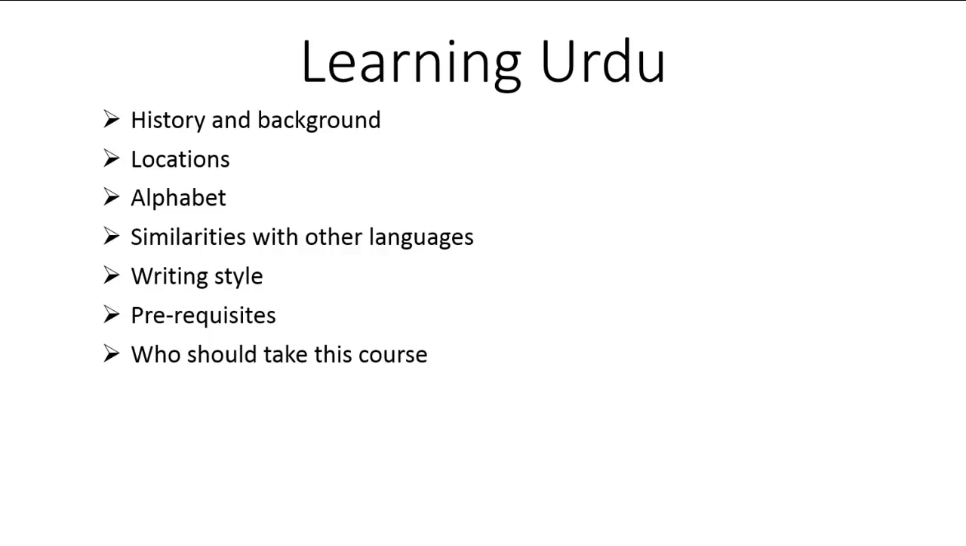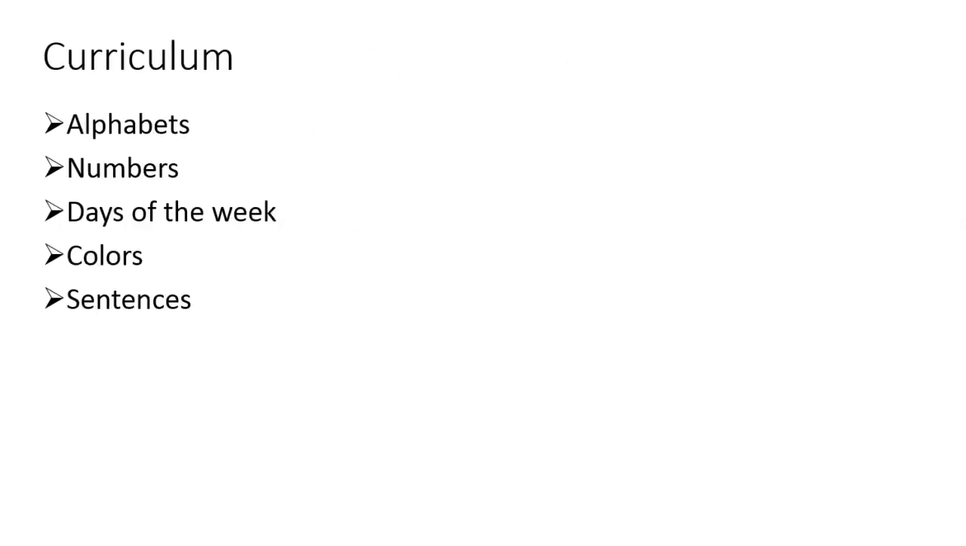So let's keep going on our curriculum. As I mentioned, we're going to start off with the alphabet. We're going to move on to numbers, days of the week. We're going to talk about colors. If I can think of anything else that I might add, I'll probably put it in somewhere in there. And then towards the end of the course, we'll be making sentences and talking about spoken Urdu, instead of just alphabets and words. So that'll come towards the end of the course.